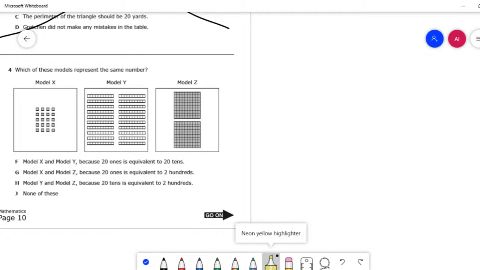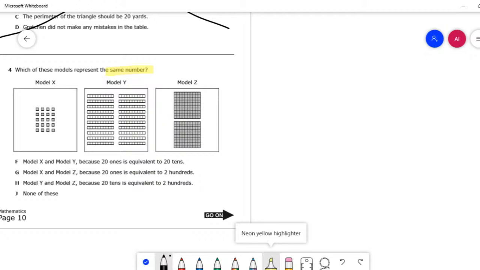So let me quickly explain how these types of models work. So first, let's highlight the things from the problem, of course. So it's asking which ones of these models represent the same number. So we have to find two models that are representing the exact same number, and then we have the three models, of course, which are very important.